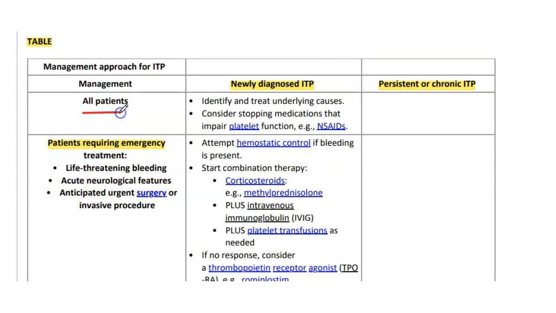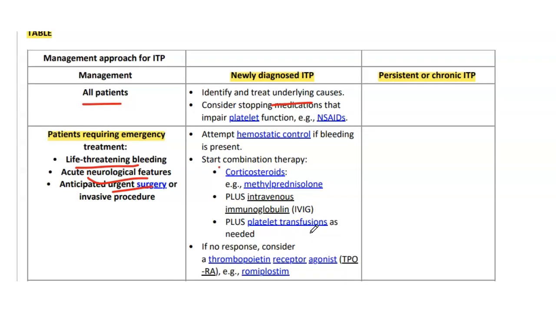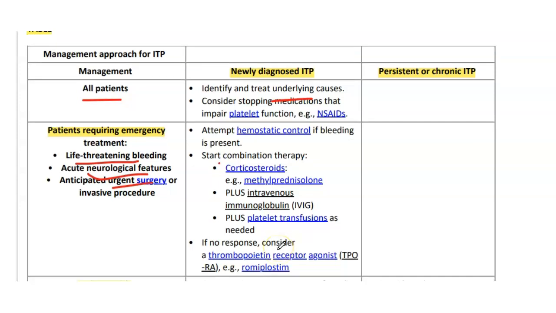For all patients, identify and treat the underlying cause and consider stopping medications that impair platelet function, for example NSAIDs. Patients requiring emergency treatment, like those having life-threatening bleeding, neurological features, or those who will be undergoing urgent surgery or an invasive procedure: attempt hemostatic control if bleeding is present and start combination therapy of steroid plus IVIG plus platelet transfusion as needed. If no response, consider a thrombopoietin receptor agonist, for example romiplostim.